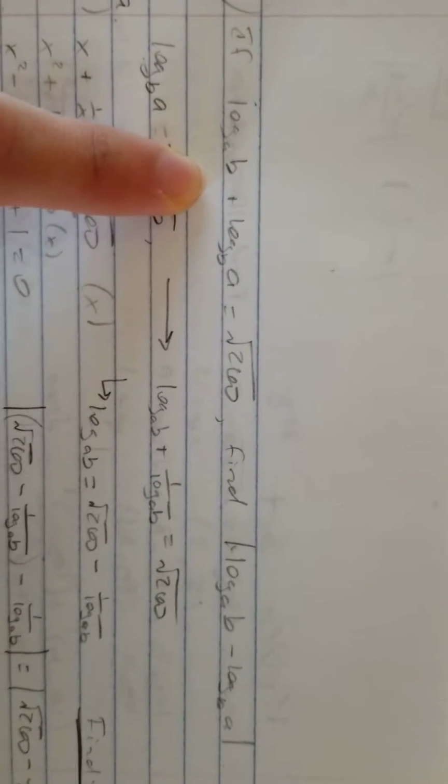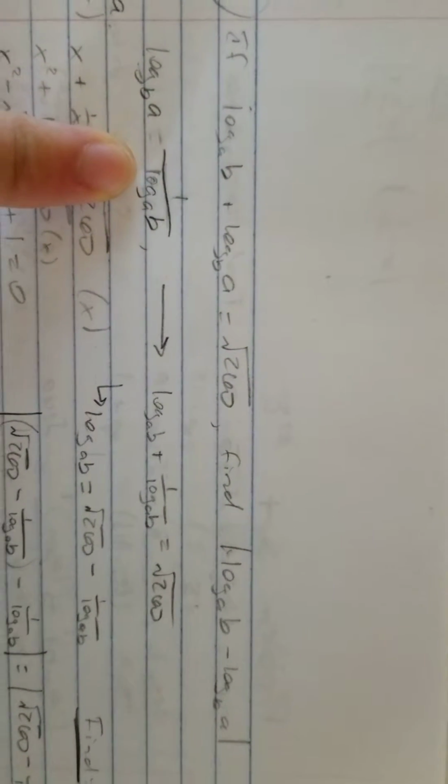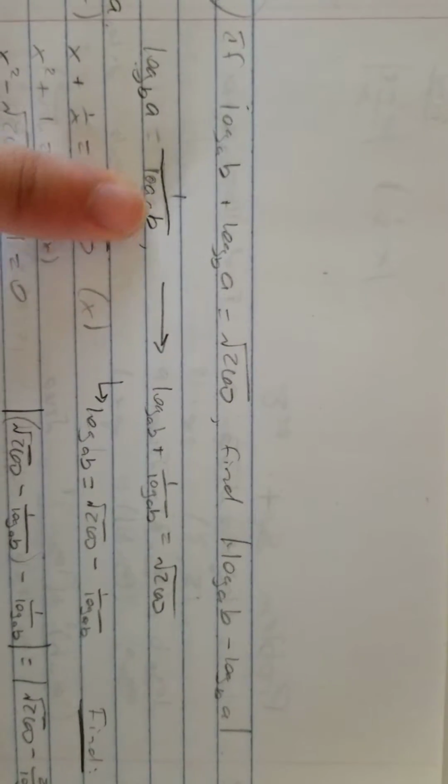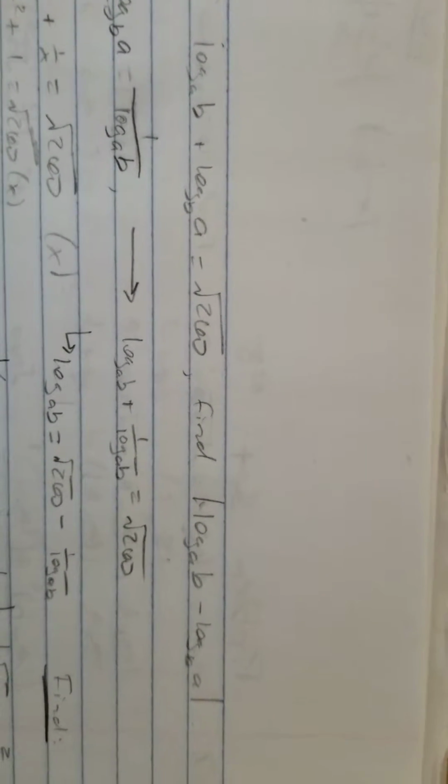So the first thing I notice when I look at this is there's a log property where the log base b of a equals 1 over the log base a of b. So basically, these two terms are inverses of each other, okay? So this will be helpful for us later.